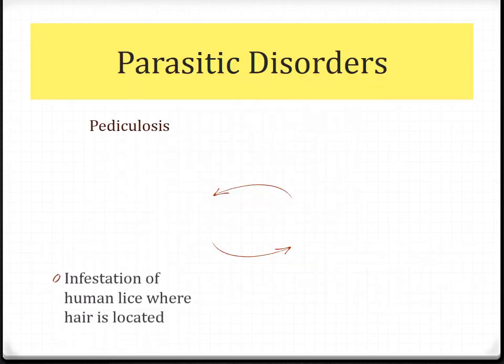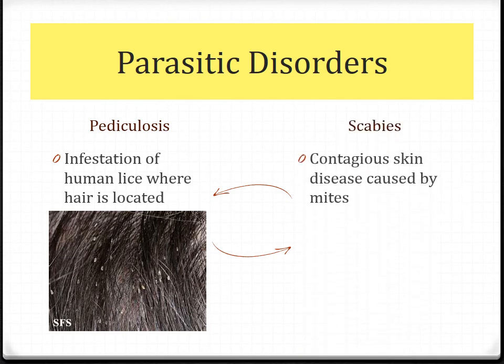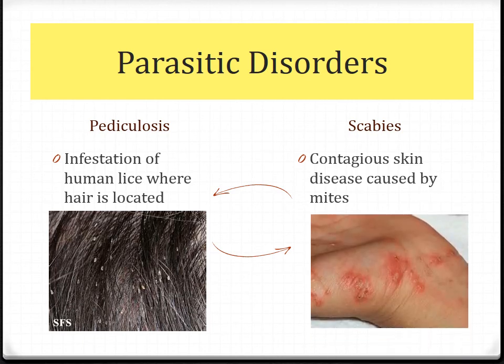Parasitic disorders. Pediculus is an infestation of human lice where hair is located: the scalp, groin, armpits, or anywhere where hair is. It's needed to change linens and clothing. Get a new brush or clean the one the patient used with chemical agents as well, and it is treated by chemical killing agents. Scabies is a contagious skin disease caused by mites.